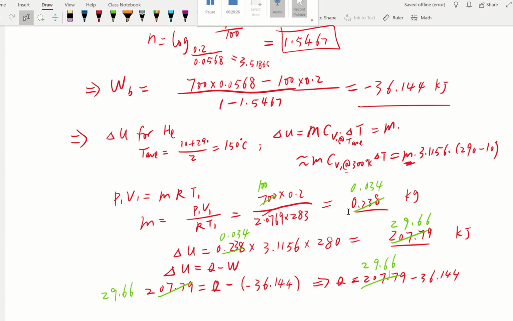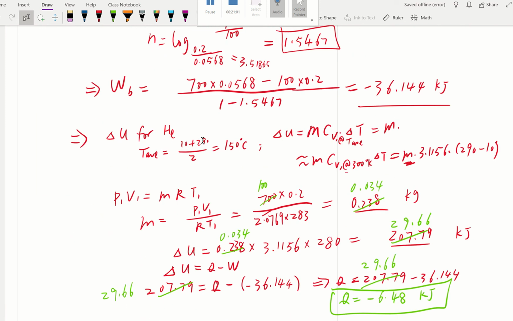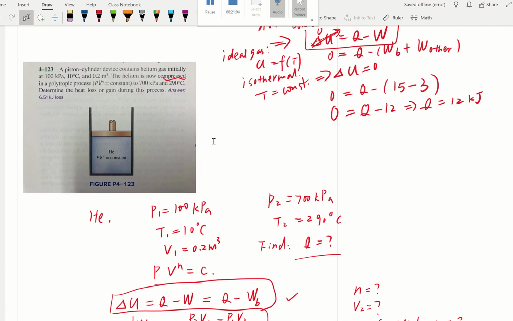All right, I didn't realize it was recording here. So anyway, because P1 is 100 instead of 700, my mass is 0.034, and my delta U is going to be this value. Bring that in, and my Q will finally be equal to negative 6.48 kilojoule. That negative value means the heat is released from the system, right? And I think that's the answer they have here. Pretty close, 6.48 kilojoule.